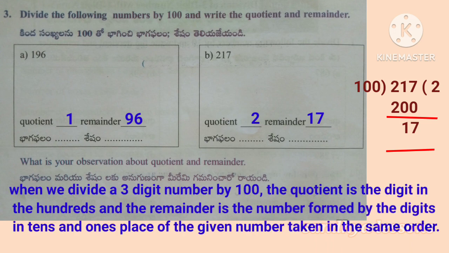When we divide a 3-digit number by 100, the quotient is the digit in the hundreds place and the remainder is the number formed by the digits in tens and ones place of the given number taken in the same order.